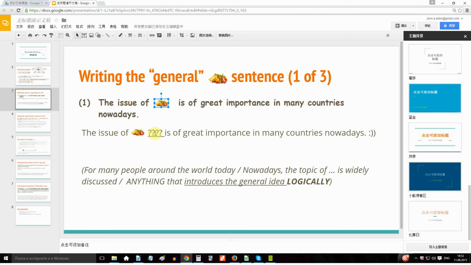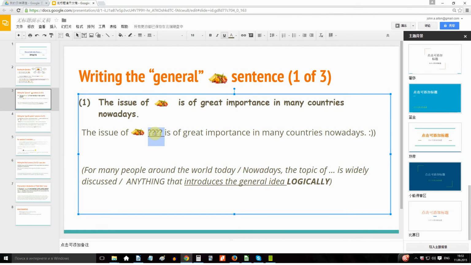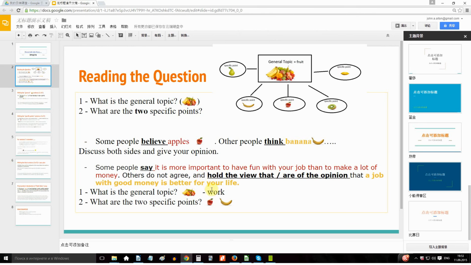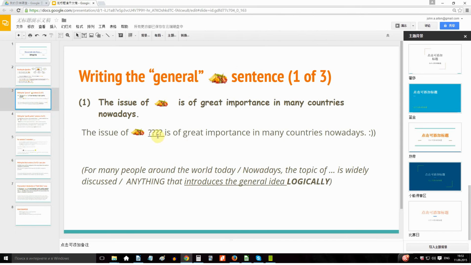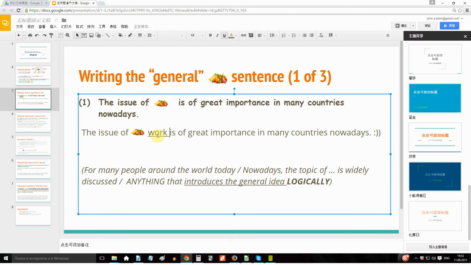So, the issue of fruit. Our general topic is not fruit. Our general topic is work. Let's put it in there. And there it is. A very simple general topic sentence. Again, you can use other general topic sentences. For many people around the world nowadays, the topic of blah blah blah is widely discussed. Anything that introduces the idea generally.